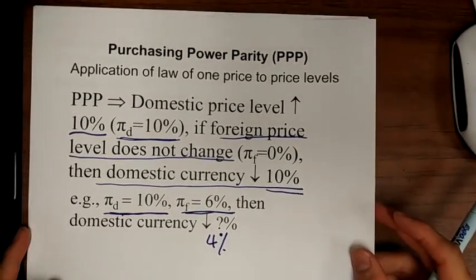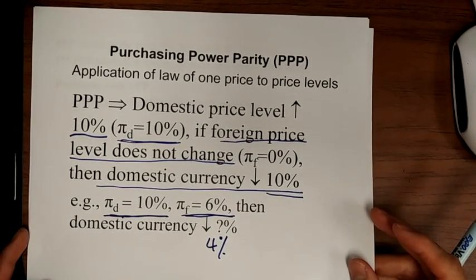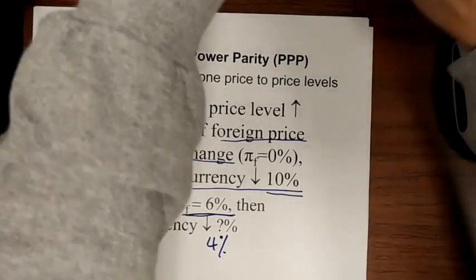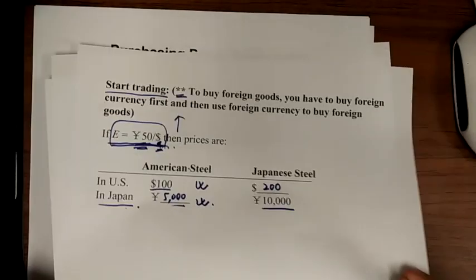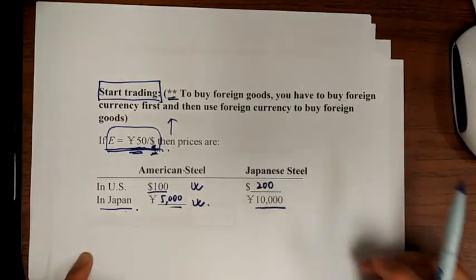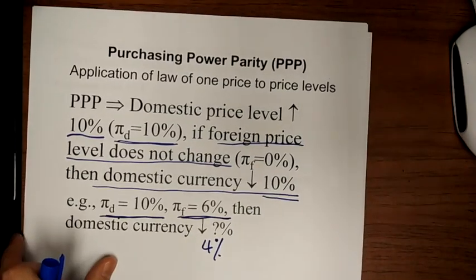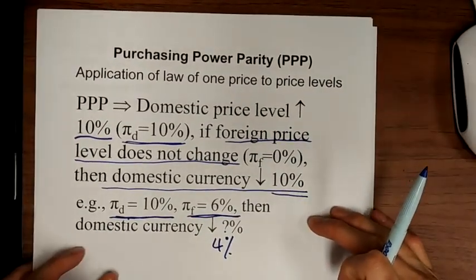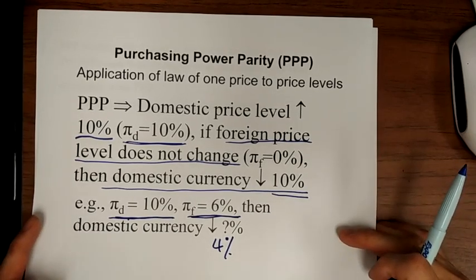Alright, how can law of one price hold? According to our example, the law of one price will hold if these two countries start to trade, right? So purchasing power parity and law of one price will only hold if these two countries trade.